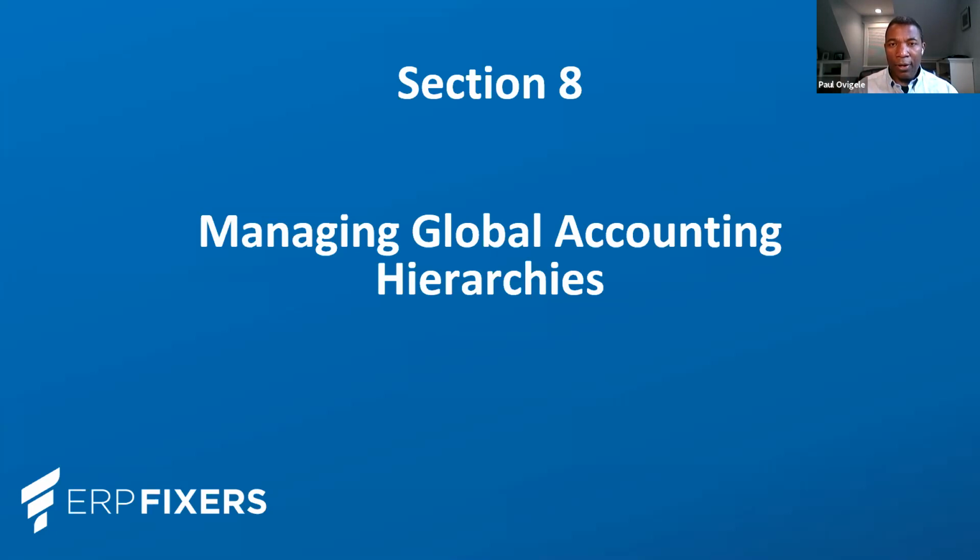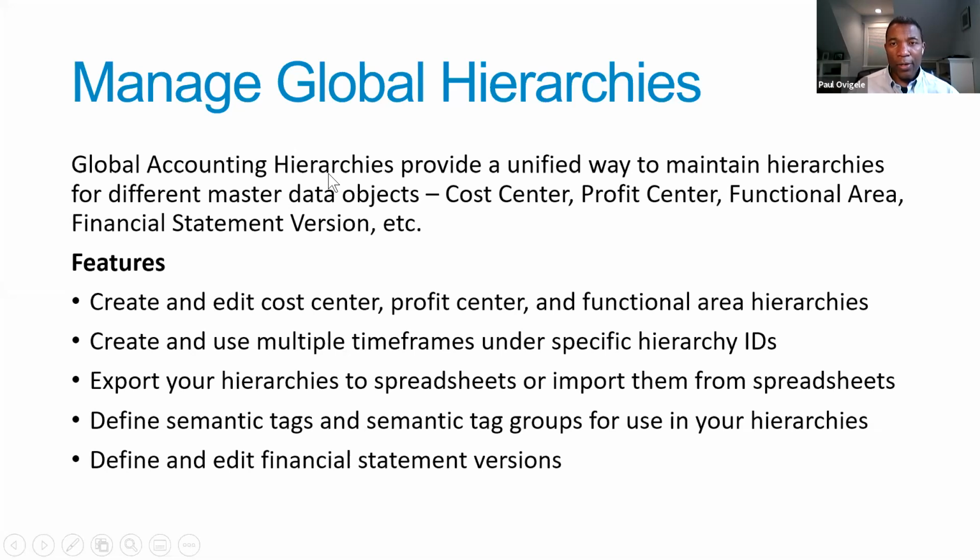A lot of management of hierarchies is done in global accounting hierarchies and is used in Universal Allocation, because you may not want to have a segment for each cost center or profit center. You may just want to have a cost center group, which is managed or changed in this accounting hierarchy. Also, you may want to manage your allocation cycles as groups, and if you do, you also use global accounting hierarchies for that. So they provide a unified way for maintaining different objects like cost center, profit center, functional area, financial statement version.